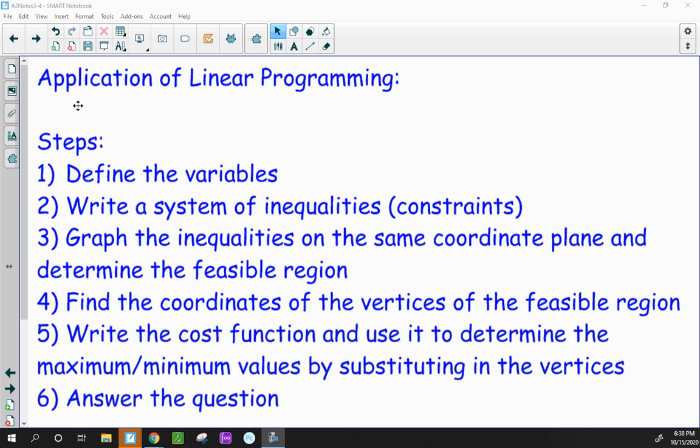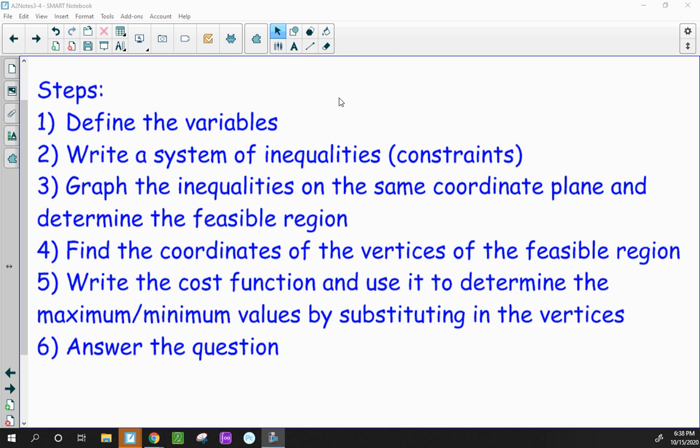Algebra 2. Today we're looking at applications of linear programming. This is the second part of your notes for section 3-4. Here are the steps you're going to use for all these application or word problems. Step 1, you need to define the variables. Tell me what you're going to let x and y stand for.